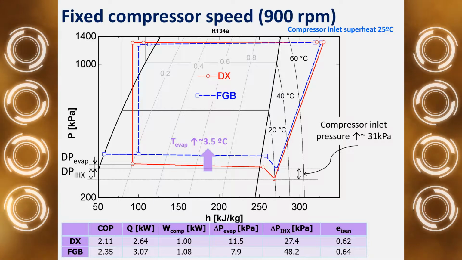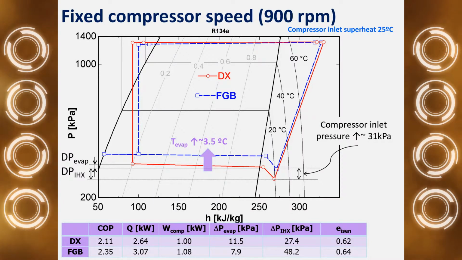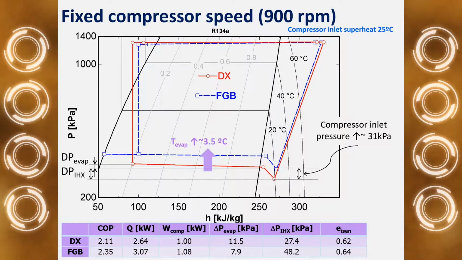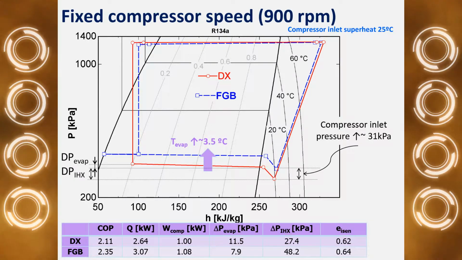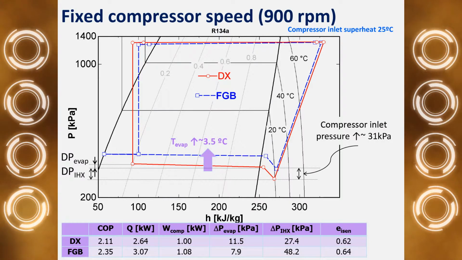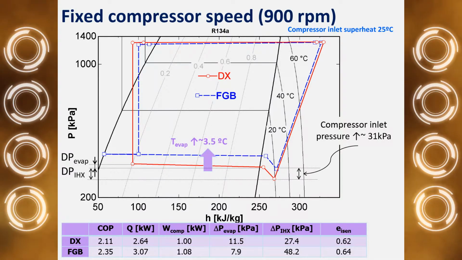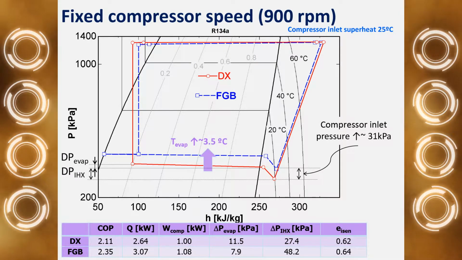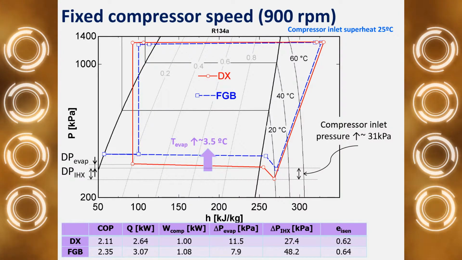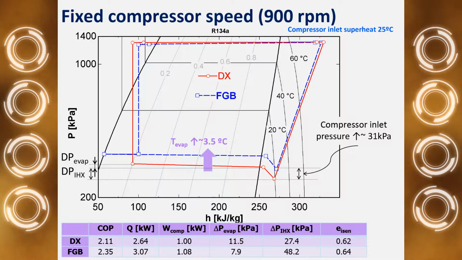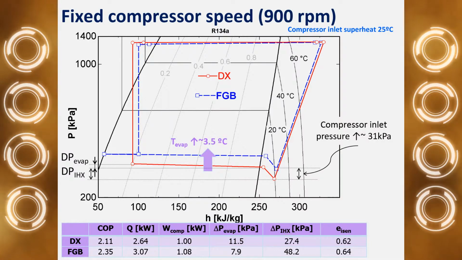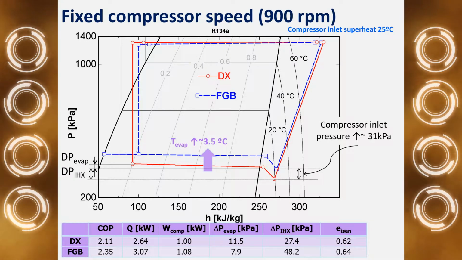And why is that? Also because of the better distribution over the microchannel heat exchanger. And here are some pH diagrams where you can see the comparison between FGB and DX, where we had a higher evaporation temperature by 3.5 degrees. We had a lower pressure drop over the evaporator. Also, compressor inlet pressure was higher in FGB by 31 kPa.